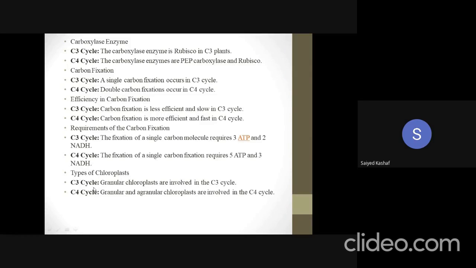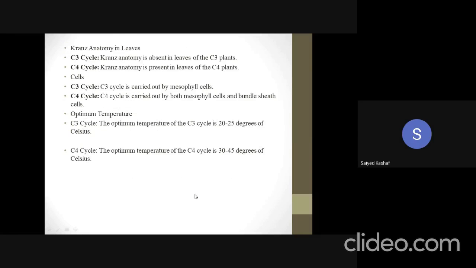Types of chloroplast: in the C3 cycle, granular chloroplast is involved, and in the C4 cycle, granular and agranular chloroplasts are involved. Now Kranz anatomy in the leaf.